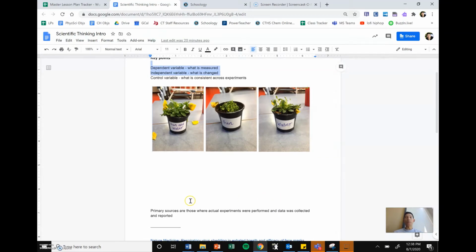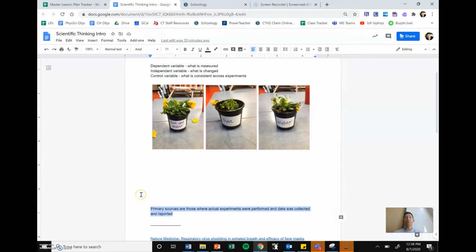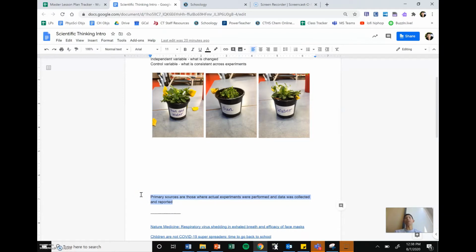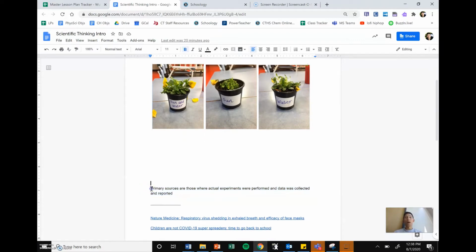Before we do that, though, I want to make a point about the difference between primary and secondary sources. When we see information, for example, on the coronavirus, some of them can be considered to be coming from primary sources. Others are secondary sources. What are the differences? Well, primary sources are those where actual experiments were performed and data was collected and reported. That means we're hearing results from people who conducted the actual experiments. That's a primary source. They had direct access to the data.